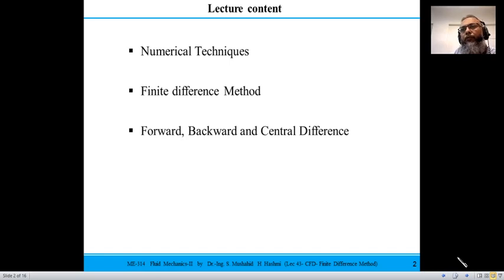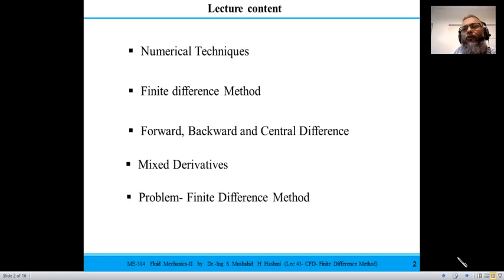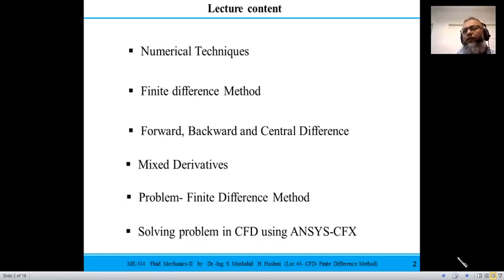There are different types of schemes used: forward difference, backward difference, and center difference. We will look into the first derivatives, second derivatives, and the mixed derivatives as well. We will solve a problem using the finite difference method, and then we will look into solving the problem using ANSYS-CFX, the software, which I will explain in the next two lectures.